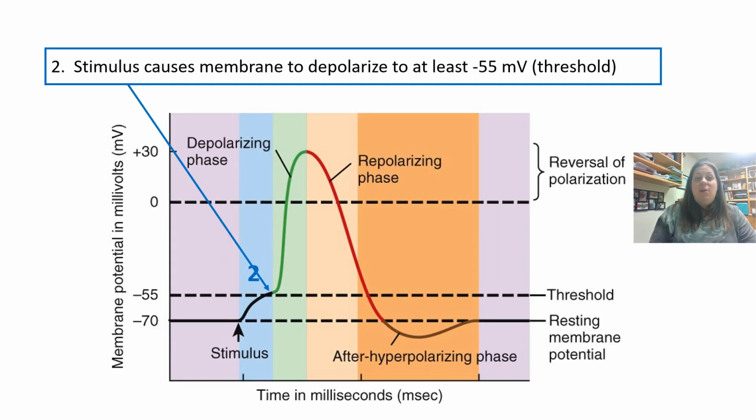In the second step, though, a stimulus has caused the membrane to depolarize, and it has reached that negative 55 millivolt threshold. Since we've met that negative 55, we see that we are going to depolarize the rest of the cell.